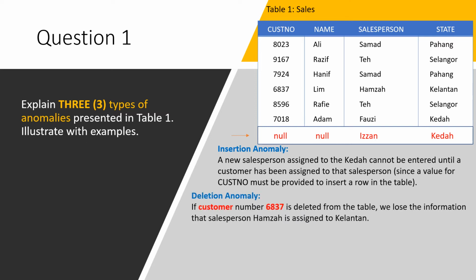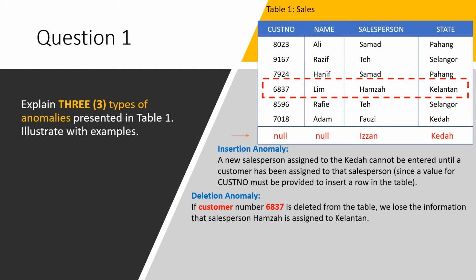The second scenario is about deletion anomaly. If we want to delete customer number 6837, automatically, the data about Hamzah as a salesperson that is assigned to Kelantan will also be deleted, even though we actually want to keep this information for Hamzah.